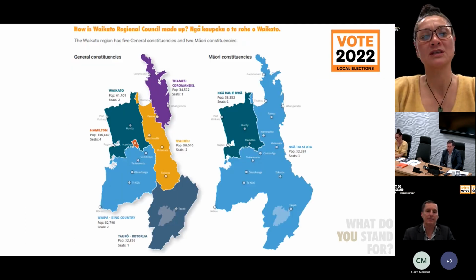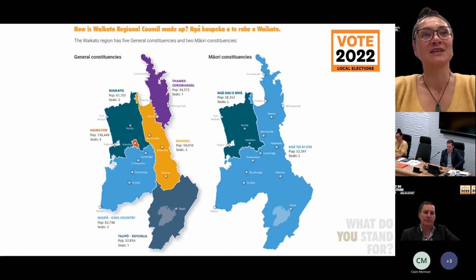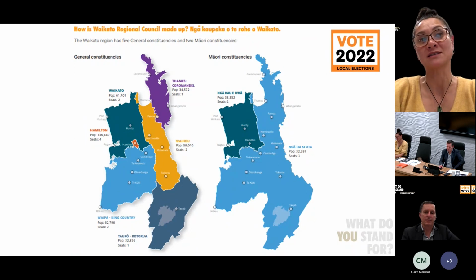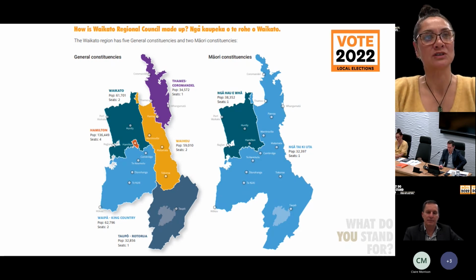Moving on then to the next slide, as you can see, a map of our region, which is massive. It stretches from the Bombay Hills in the north down to Ruapehu in the south, over to the Coromandel Peninsula in the east and Moko in the west. This slide here also shows our general constituencies alongside our Māori constituencies. To stand in a Māori constituency, you must be nominated by 2 electors on the Māori electoral roll within the area in which you wish to stand. And similarly, to stand in a general constituency, you must be nominated by 2 electors on the general electoral roll within the area in which you wish to stand.